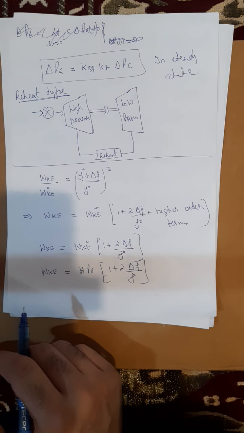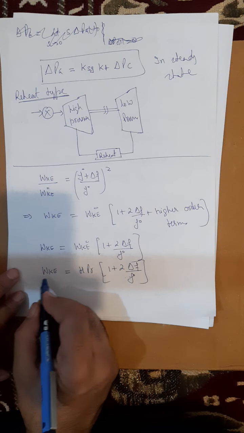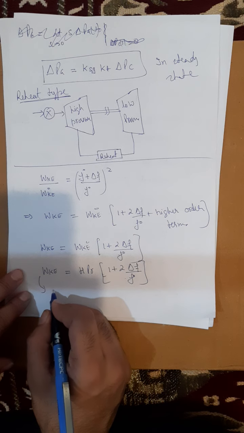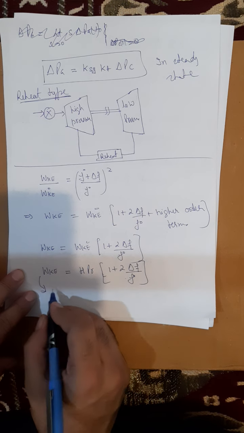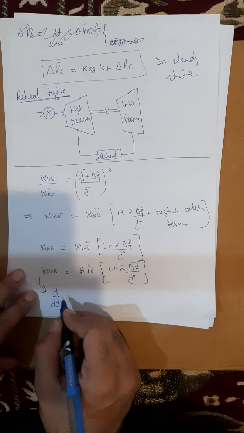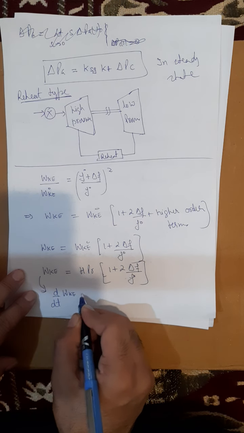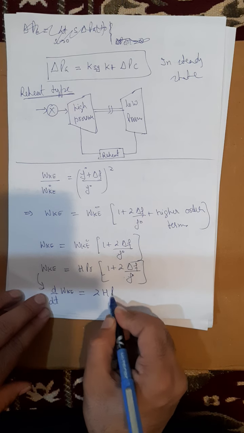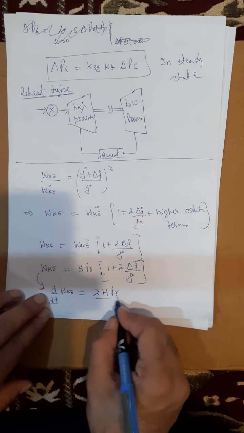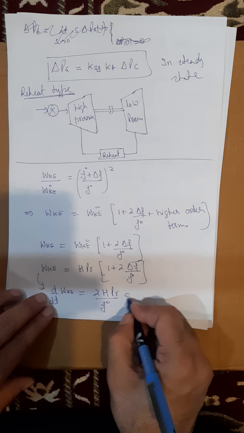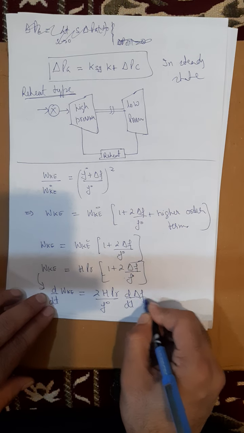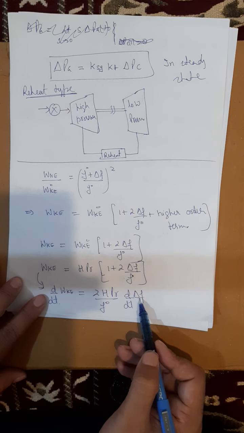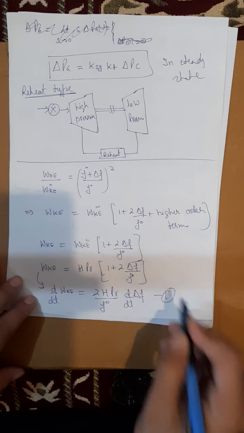So the rate of change of kinetic energy with respect to time will be equal to d by dt of W K E. Since this term is constant, its derivative will be 0. So it will be equal to twice H times the rating of the machine divided by f naught into d by dt of del f. So the rate of change of kinetic energy is proportional to the rate of change in frequency. Okay, so this is one.